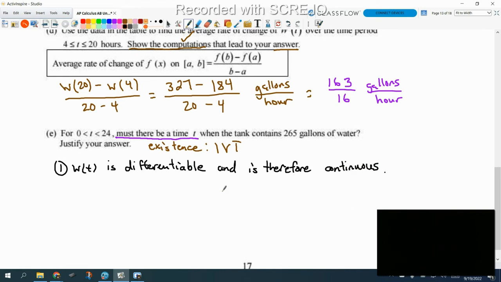So that's going to be a point right there that you are identifying continuity and you're attaching it to the reason that you know it's continuous. If all you do is say W of t is continuous, you're probably not earning that point there. You have to say it's differentiable and is therefore continuous.